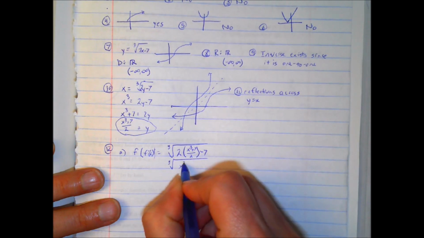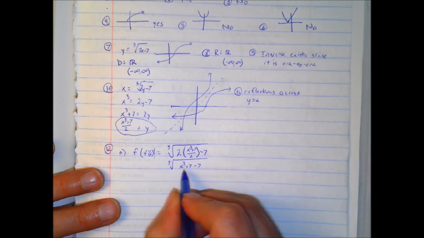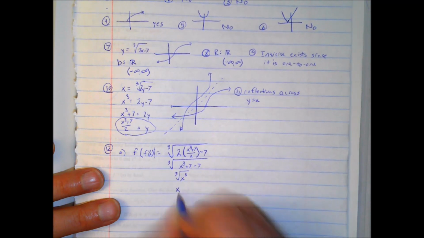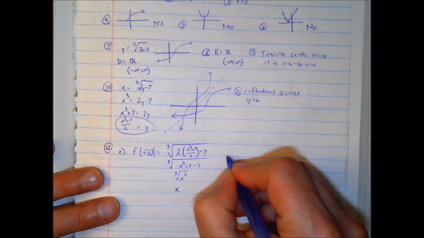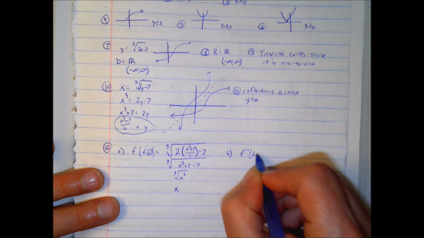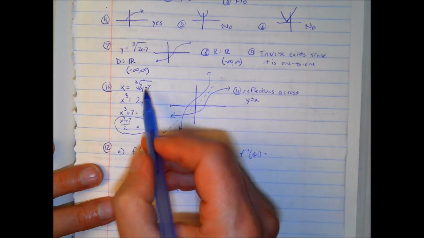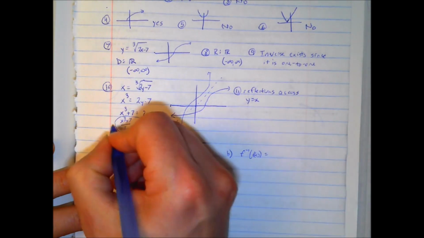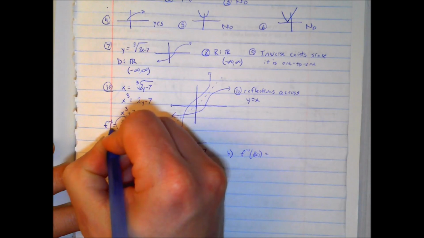Okay, so the cube and the cube root cancel. So 2x minus 7 plus 7 over 2. Those two cancel, it's 2x over 2, and divide gives you x. So yes, they are inverses. We did it correctly. Number 13, you want to match these graphs here.